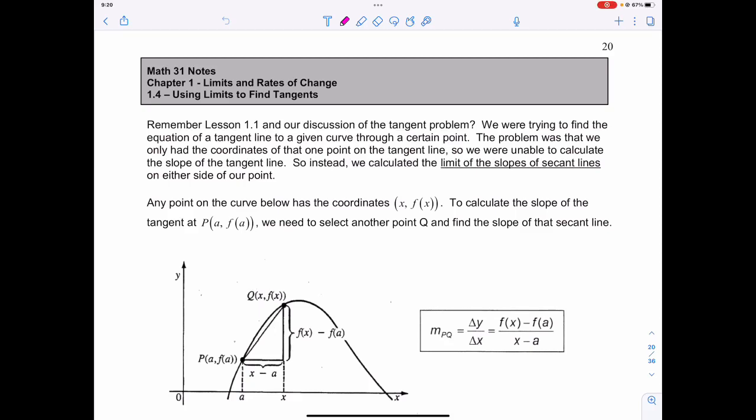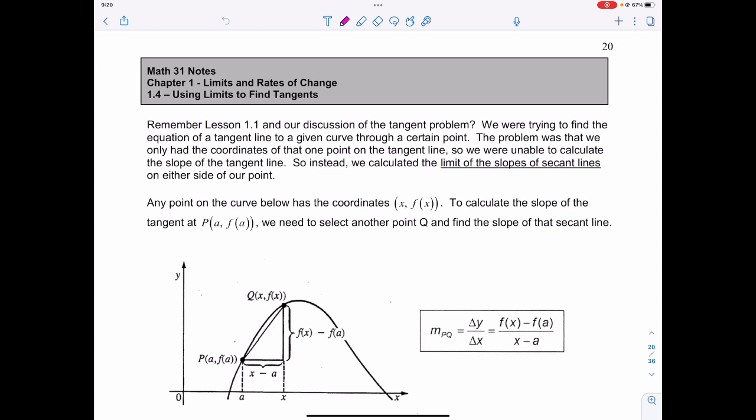All right, in this lesson, we're going to take a look at using limits to find tangents. If we look back at lesson 1.1 in our discussion on the tangent problem, we were trying to find an equation of a tangent line to a given curve through a certain point. The problem was that we only had coordinates of one point on the tangent line, so we couldn't calculate the slope of the tangent line because we wound up with that 0 over 0.